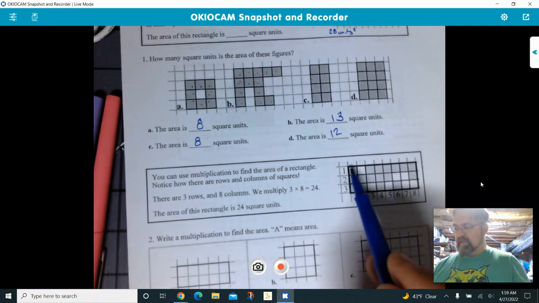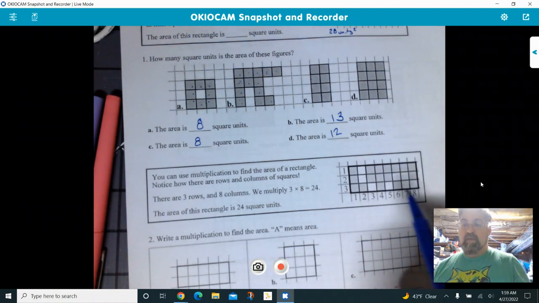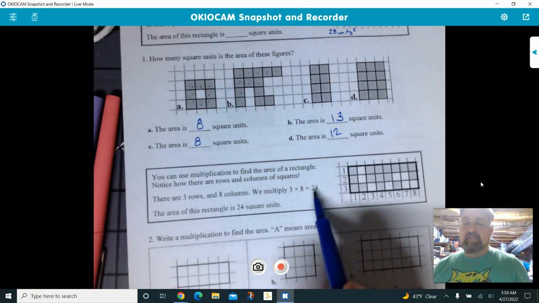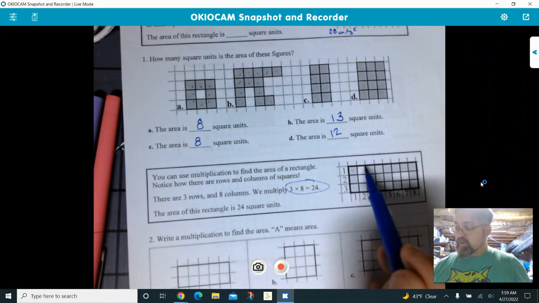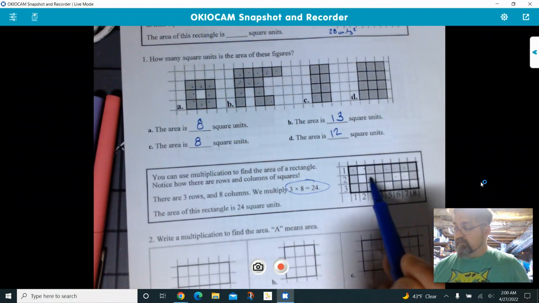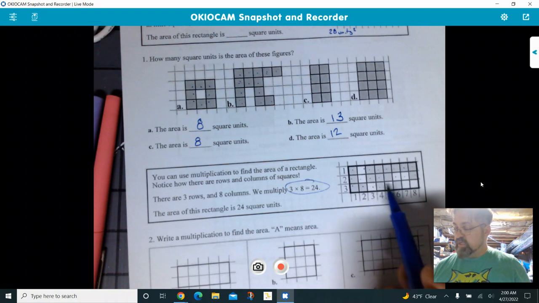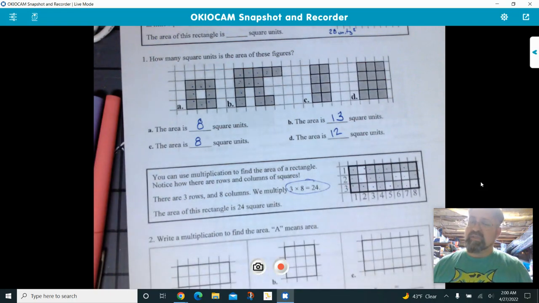This rectangle has a height of 1, 2, 3, and a width of 1, 2, 3, 4, 5, 6, 7, 8. 3 times 8 is 24. Or you can go through and count 1, 2, 3, up to 24. You could do that. But just multiplying is usually easier and quicker.